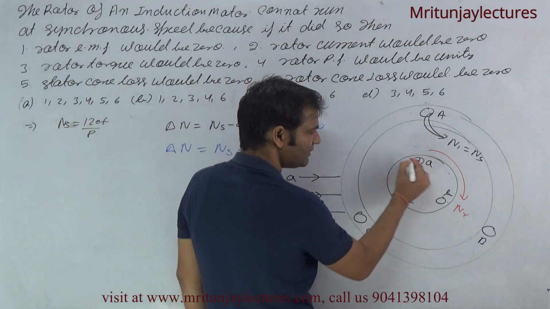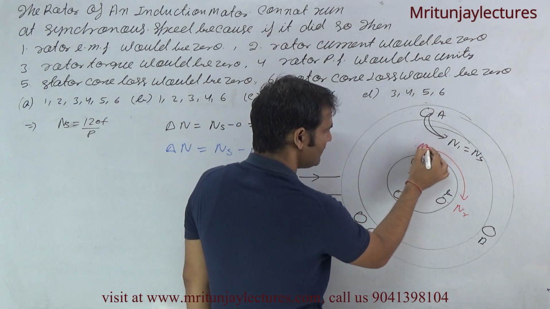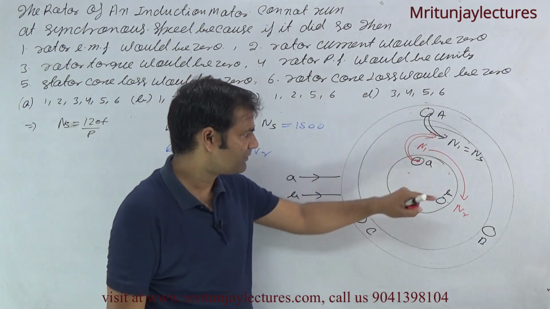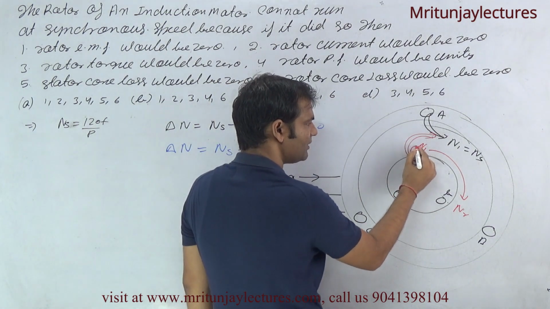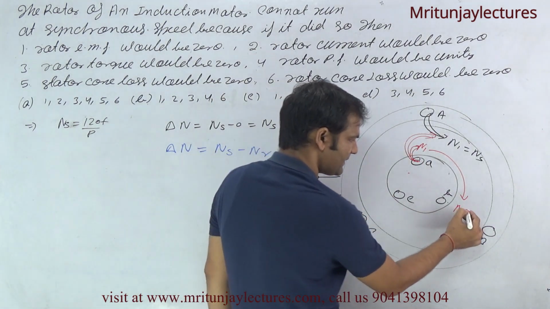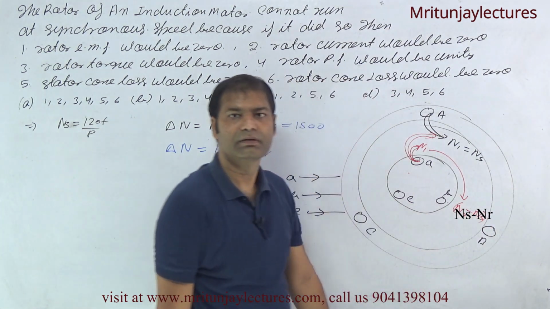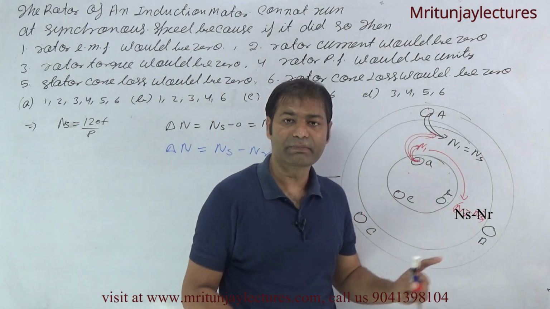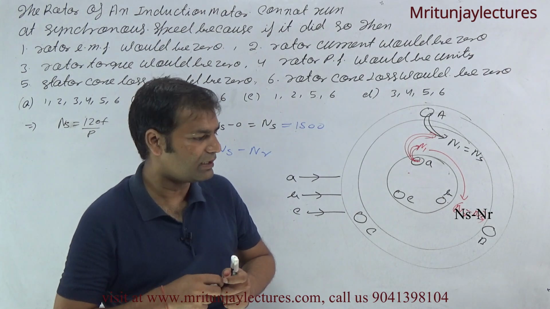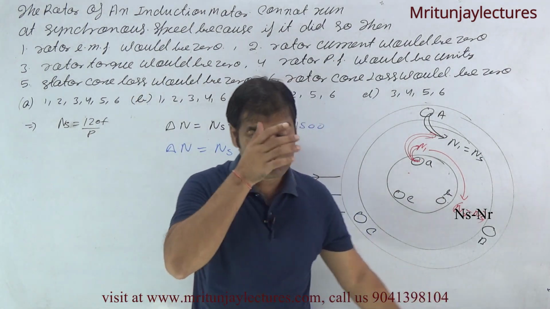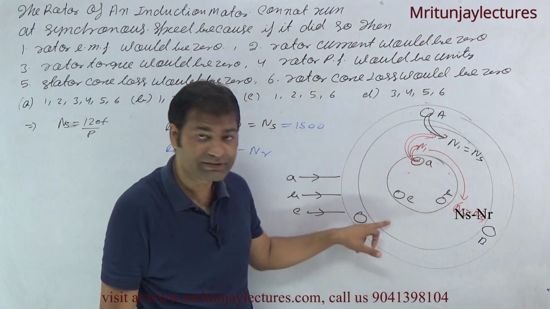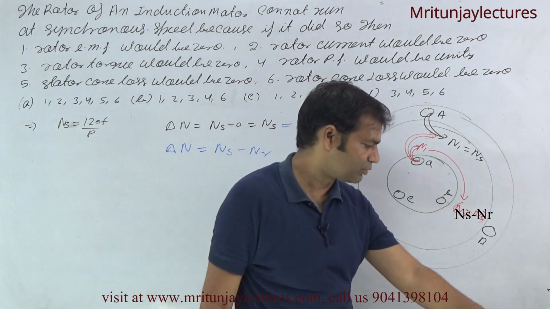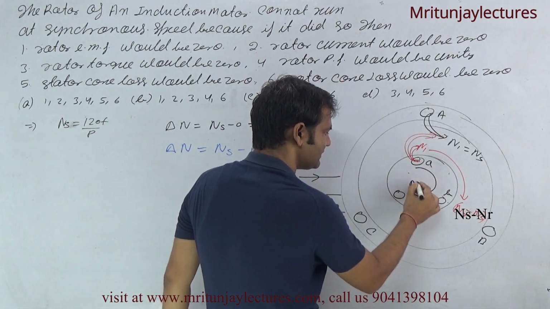Means if you sit on the rotor winding, you see N1 before the rotor rotating, that is NS. After the rotor starts rotating, what about N1? N1 is like NR minus NS. If NR rotates like this one, then N1 is like NR minus NS. If you sit on the rotor winding and see N1 moving in the direction of the stator field, which speed? NR minus NS. That is the relative speed. But what about the rotor speed? That is NR, rotating like this one.